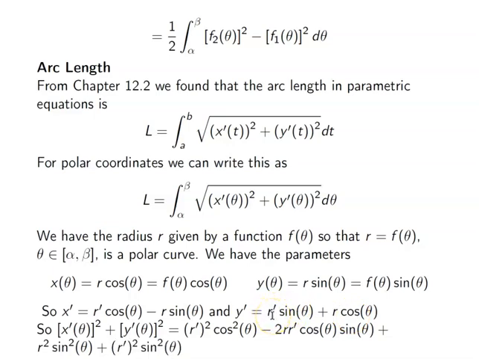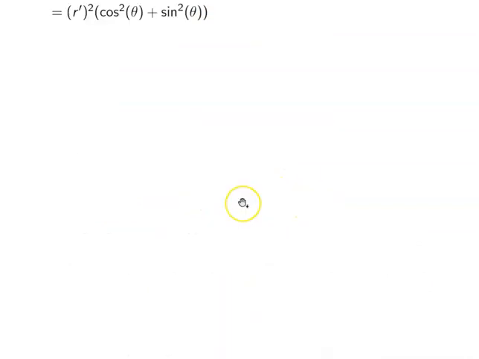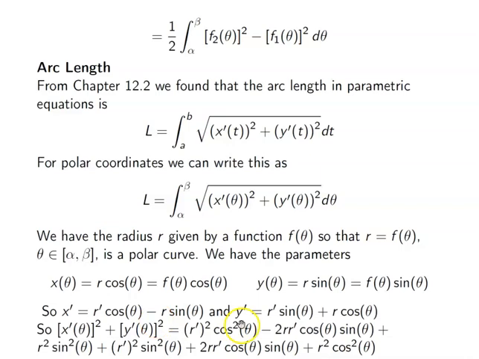So r prime squared sine squared, 2r prime sine cosine. And then the last term, I just square it and add it to it. So that's r squared cosine squared. And so from here, this is everything that would be under the square root sign. So I'm going to go ahead and simplify this and see if I can get something a little bit better.